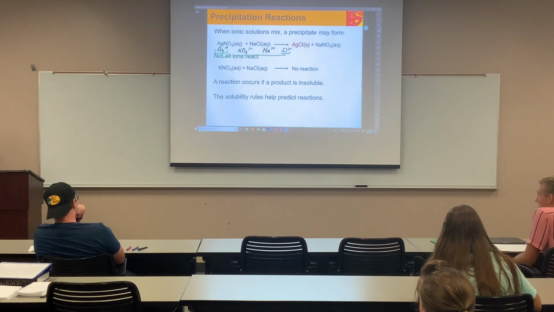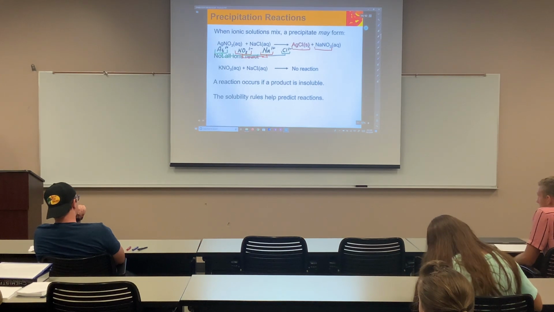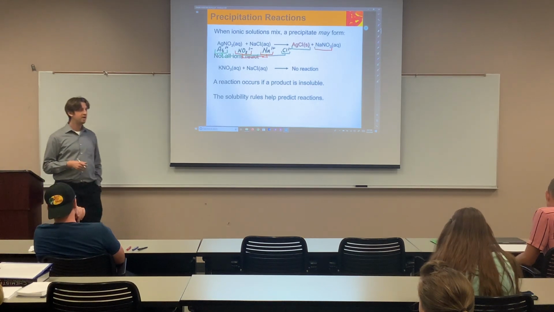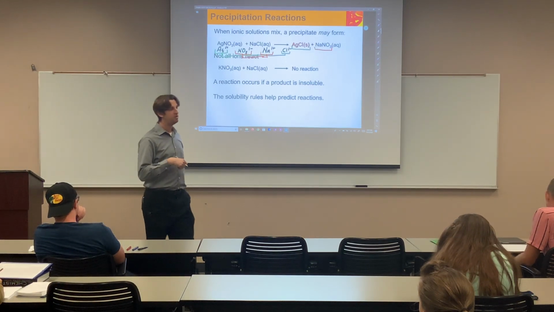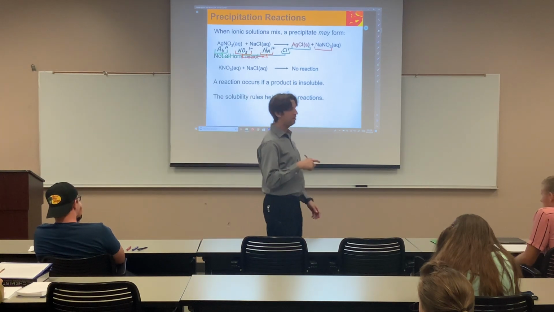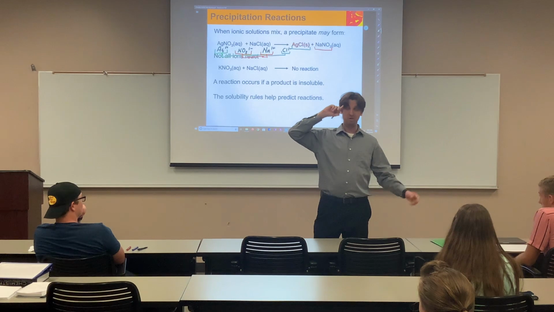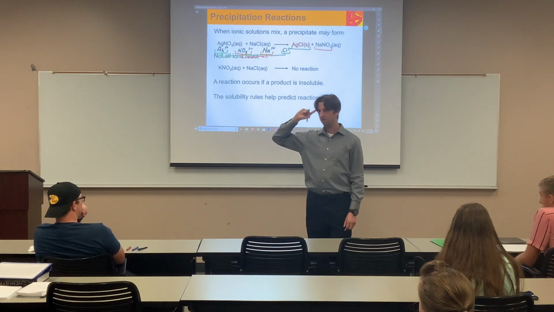So my silver and my chloride come together. My nitrate and my sodium come together. So sodium nitrate, silver 1 chloride. Oops, I'm going to do that in green. Those are my new compounds. What do I have to do with those new ionic compounds? Check your charge, that's always important. What else?